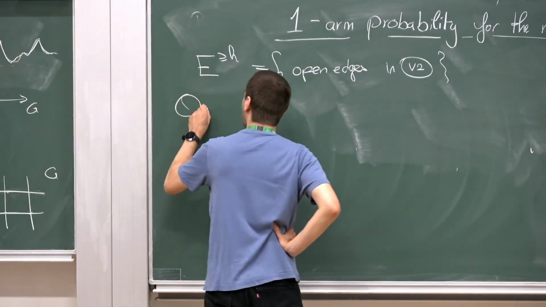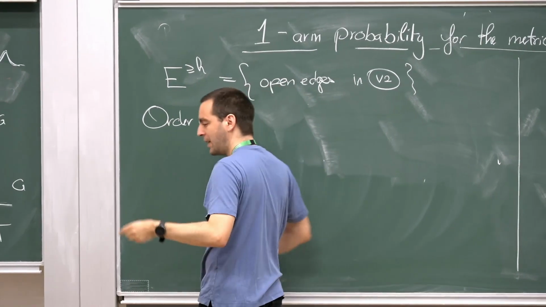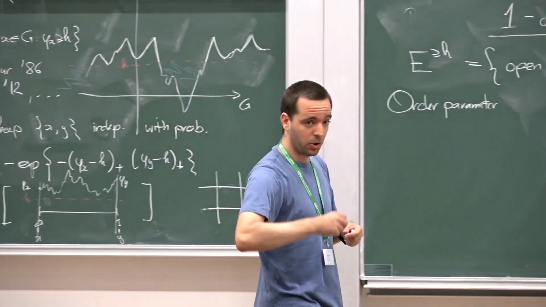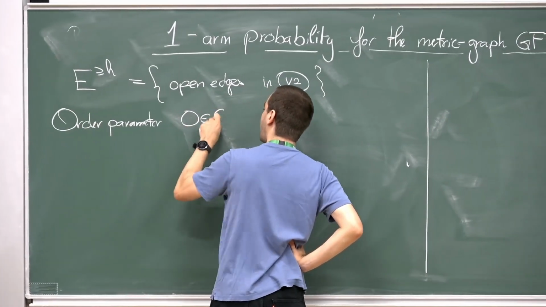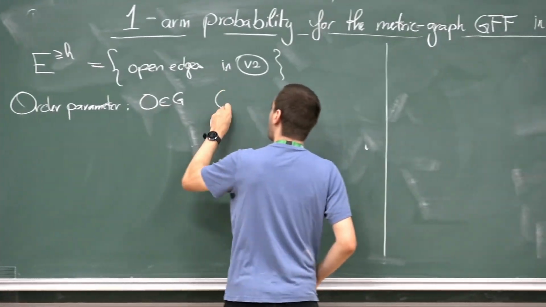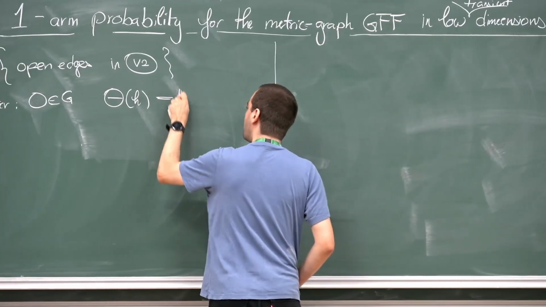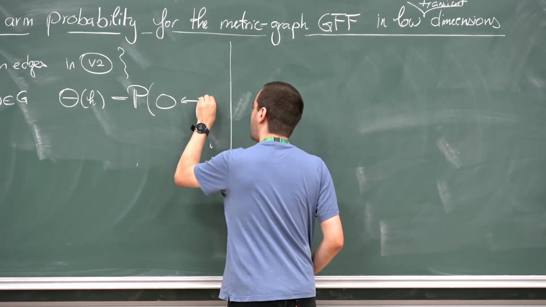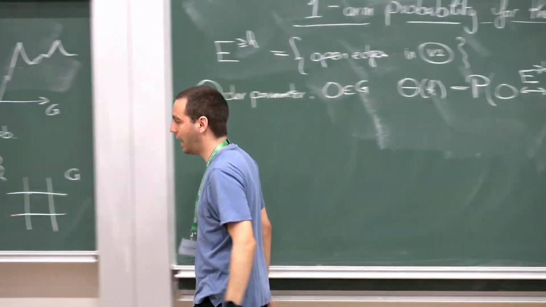Okay, so I want to investigate the percolation phase transition. To do that, you define an order parameter. If you were doing spin systems, this would be, for instance, the magnetization. In percolation, it's the probability to connect to infinity or to have an unbounded cluster. So pick a point in your graph, call it 0. And the order parameter, which I'm going to call zeta of h, denotes the probability that 0 is connected to infinity using a path of only open edges.